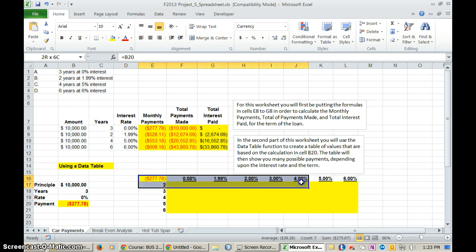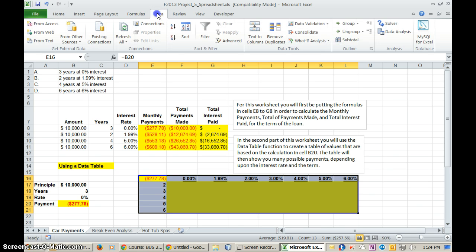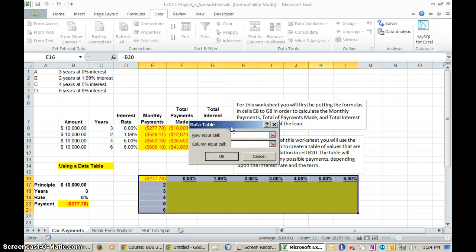And so we are ready now to issue the data table command. In order to do that, we have to highlight where the calculations are going to go, and all of the row and column information as well as the reference to the formula, all highlighted before we issue the command. The data table can be found on the data ribbon under what-if analysis, data table, and it's asking us for two things. It's asking us for the row input cell. This is the row input cell here, which is the percentages, which are the rates.